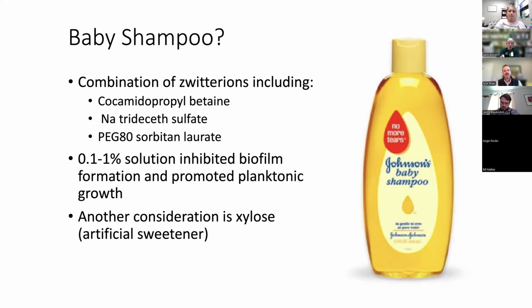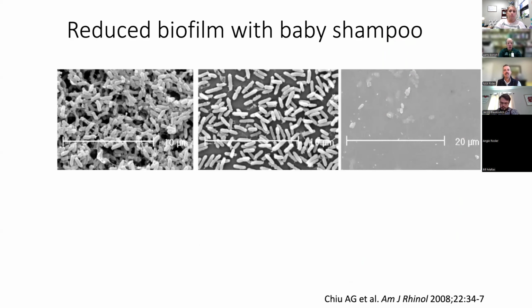But baby shampoo works really well. Another one that works really well is just the artificial sweetener xylose. Xylose can be purchased online from Amazon or wherever, and just a pack of xylose or 6 drops of baby shampoo in the saltwater irrigation works really effectively.